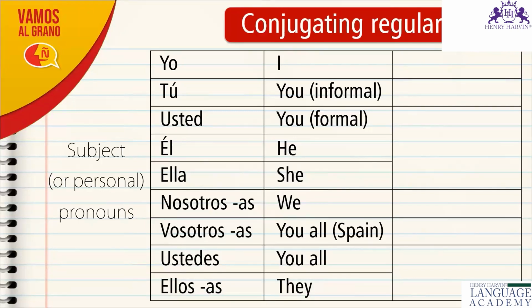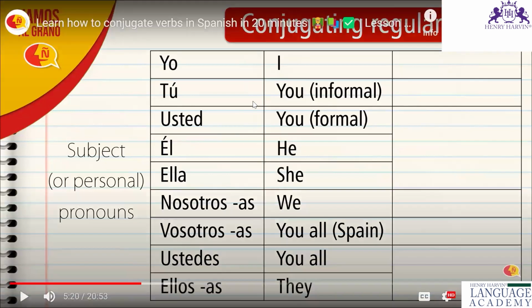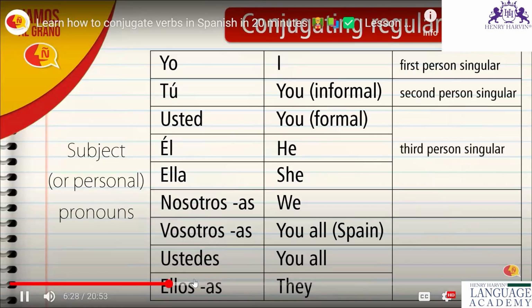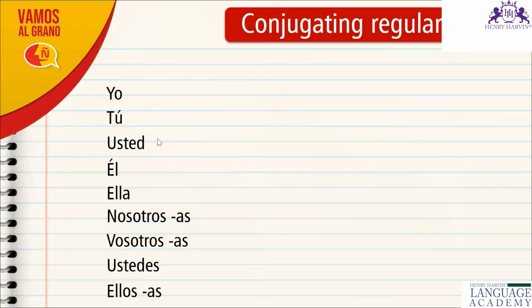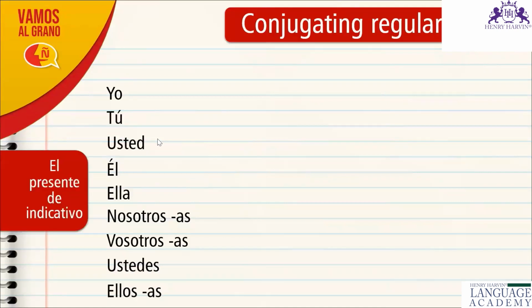As you can see here on this table, nosotros, vosotros, and ellos also have feminine forms and can be used to refer to a group of males or to a group of both males and females. In contrast, when you use the feminine forms nosotras, vosotras, and ellas, we refer only to females. Okay? Another interesting thing is third person singular. In this video, you are going to learn the conjugation in the present tense, more exactly, the present indicative.